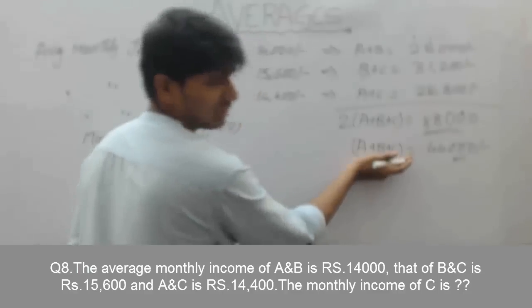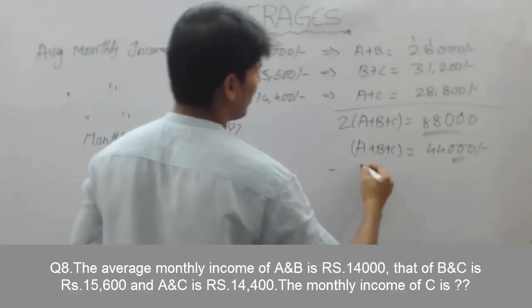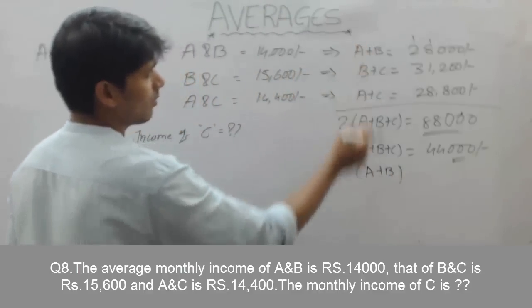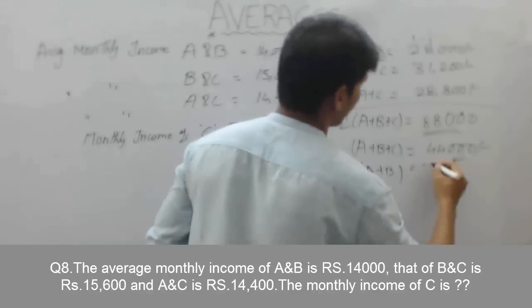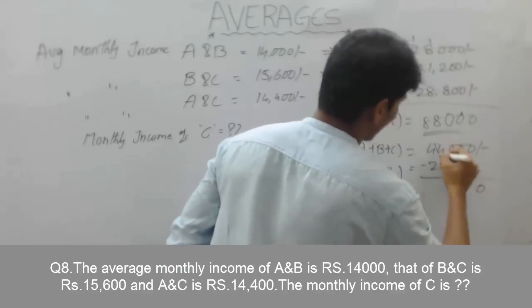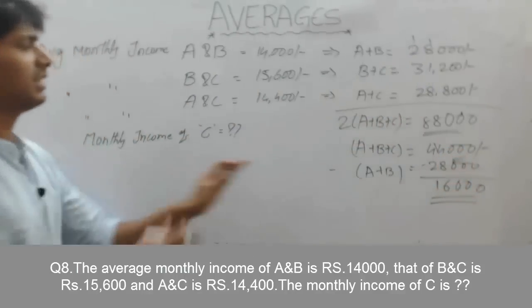Now we need to find the monthly income of C. So how do you get the monthly income of C? By subtracting the monthly income of both A and B. If you subtract the monthly income of A and B, you are going to get this answer. How? 44,000 minus 28,000, so the monthly income of C is 16,000.